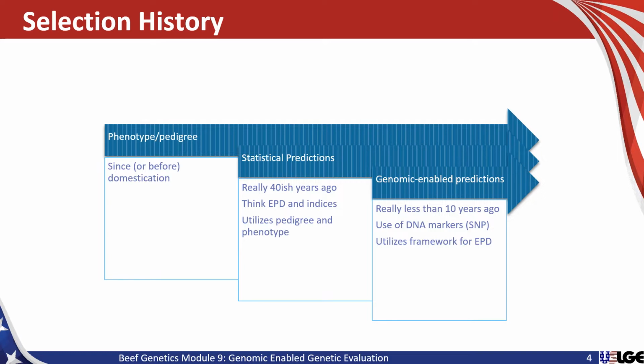Much more recently, within the past decade, we began using DNA markers in the form of single nucleotide polymorphisms in the same general framework that we use to calculate EPDs. But now we've been able to seamlessly merge together the wealth of genomic information along with our traditional pedigree and phenotypic information to create what we call genomically enabled or genomically enhanced EPD.